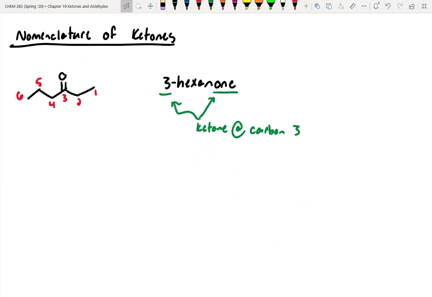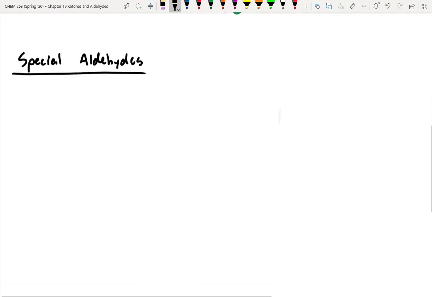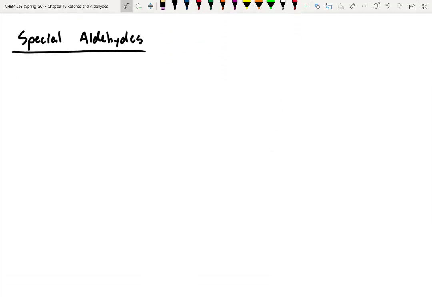All right, so let's take a look at some special aldehydes. These are IUPAC allowed, even though they don't follow the systematic naming convention that I just went over. All right, so the first one is the most basic of all aldehydes, where you have 2 hydrogens. This is called formaldehyde.